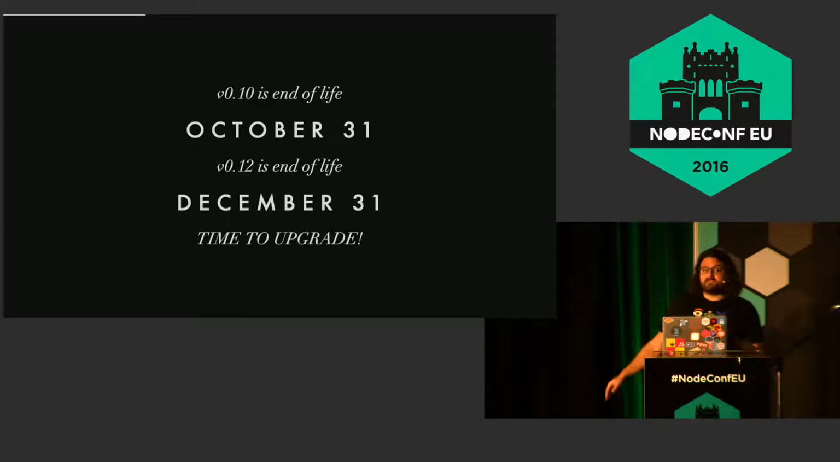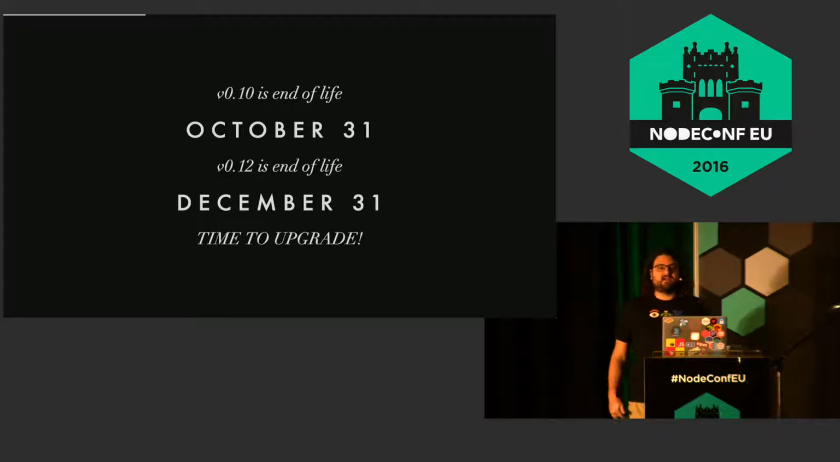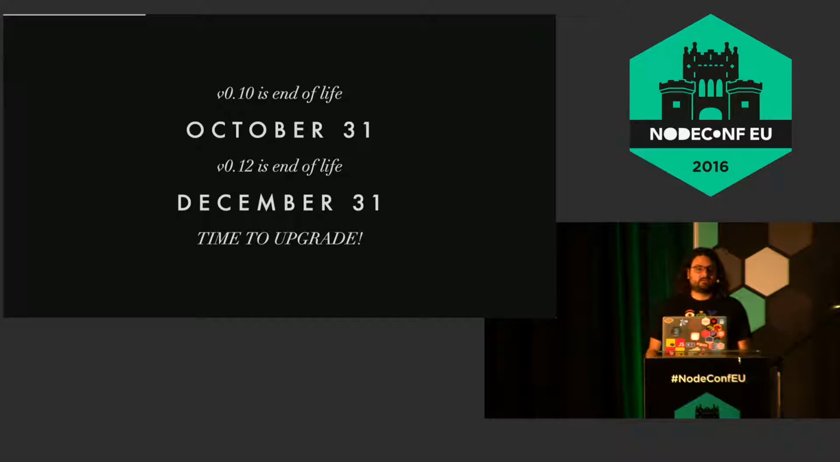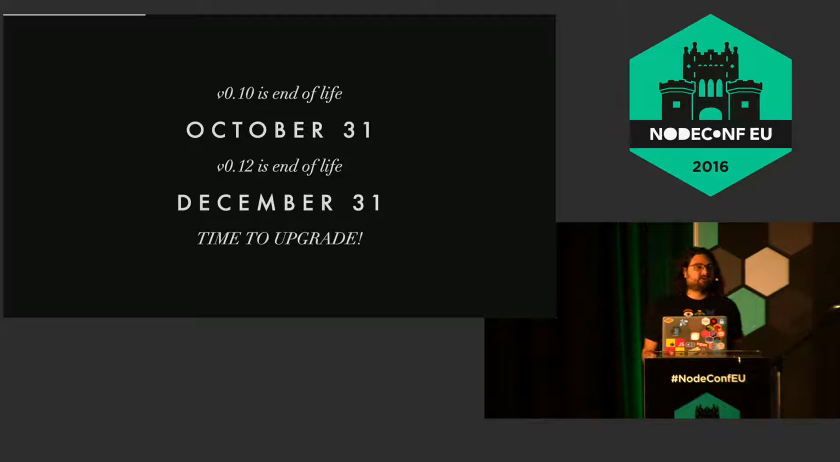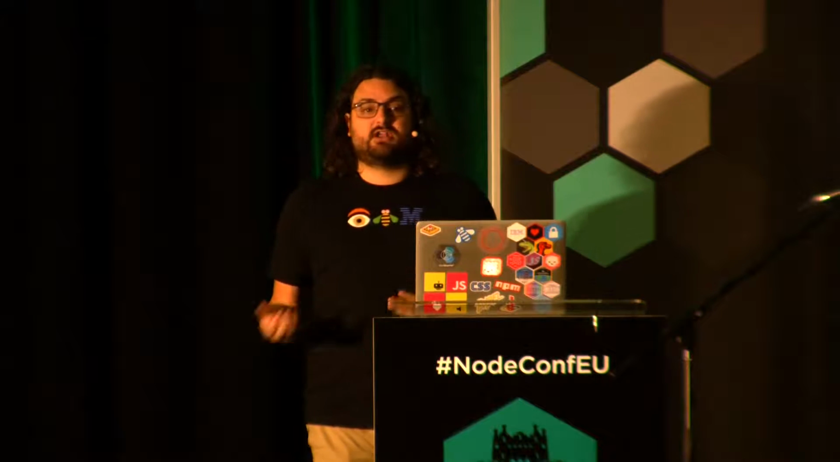Quick little note, in case you don't know, 0.10 is end of life. It finishes October 31st. We will not be doing any more 0.10 releases after October 31st. And v0.12 is end of life December 31st. We will not be doing any more 0.12 releases after December 31st. It's time to upgrade. It doesn't mean that you need to upgrade. It just means we're not going to be doing more releases.